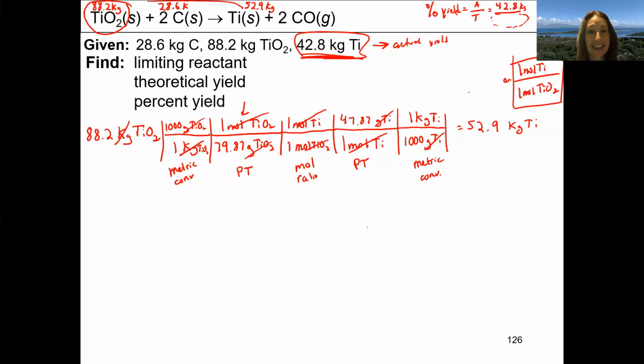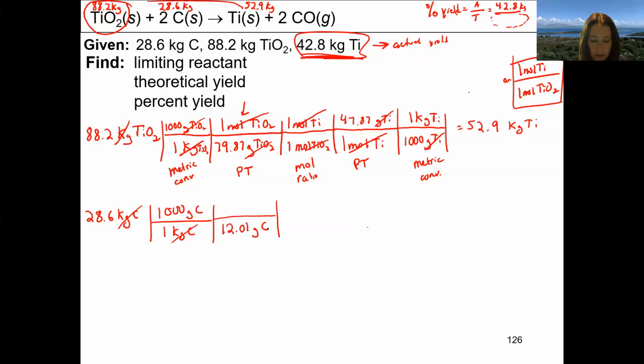So what I do, the exact same thing with the next one. And again, there's so many different ways. You could go to moles, you could do comparison. I'm just going to go both of them to TI. So our next one, we have 28.6 kilograms of carbon. And again, this first piece is going to be exactly the same because I can't do anything with kilograms. In 1 kilogram of carbon, there's 1,000 grams of carbon. Same thing, molar mass, using our periodic table, there's 12.01 grams of carbon, right?